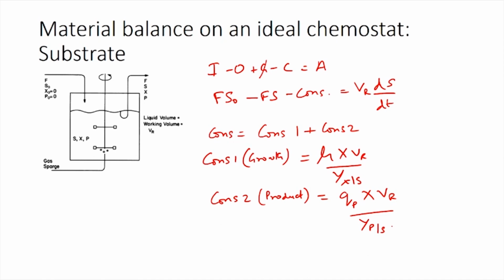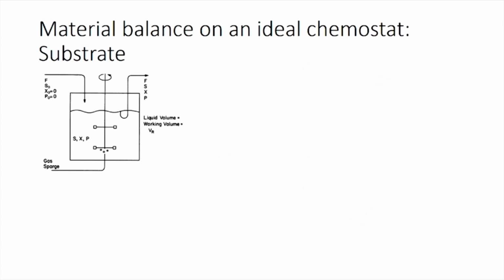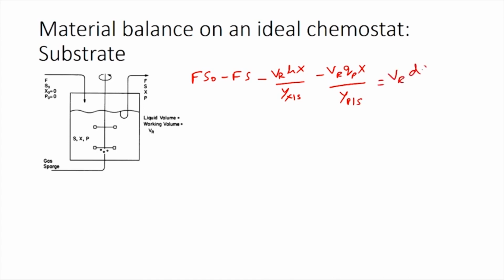So, thereby we can convert this into the amount of substrate which is consumed during the product formation. So, substituting all these terms back into the equation, we get Fs naught minus Fs minus Vr mu x divided by Yxs minus Vr Qpx divided by Yps equals Vr ds dt.